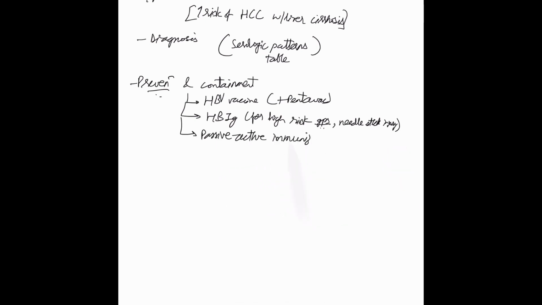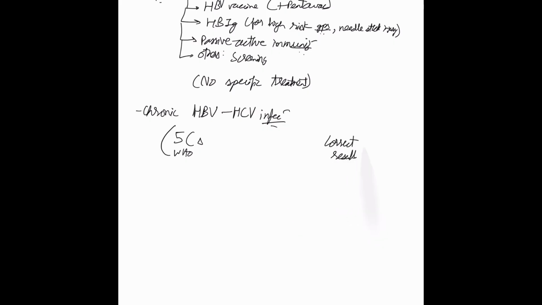Passive and active immunization and other measures involve screening. There is no other specific treatment per se. We have chronic HBV, HCV infections. Separate algorithms for HBV and HCV are listed. If you are interested, you can read that.